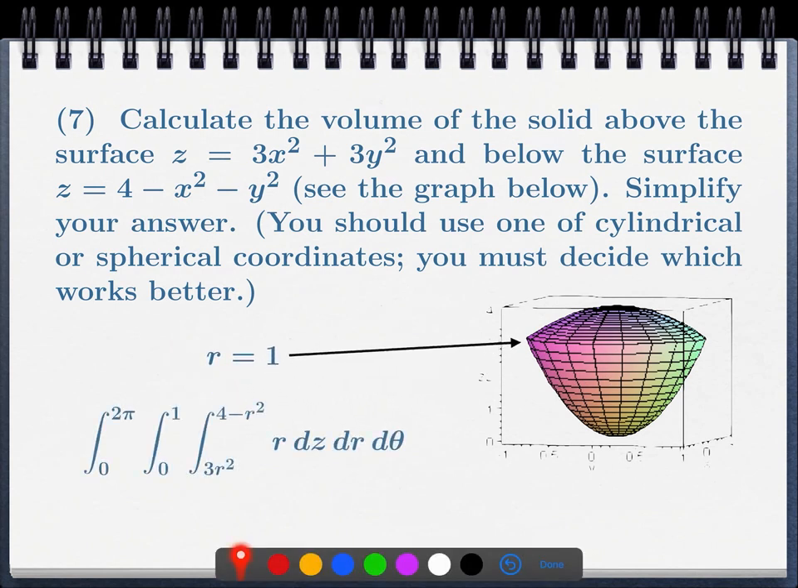So when we set this up, theta again is going to be 0 to 2 pi in that shadow of the circle of radius 1 centered at the origin. r goes from 0 to 1 in that shadow. And z goes from the bottom, where z equals 3r squared, to the top, where z equals 4 minus r squared. And this again is dV, r dz dr d theta. So to calculate this volume, we just want to solve this triple integral and evaluate it.